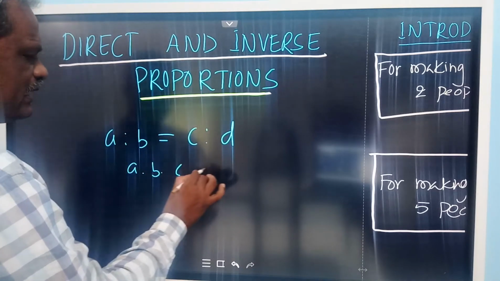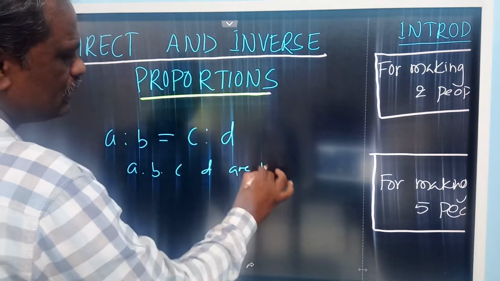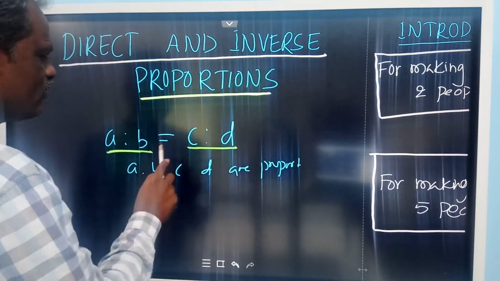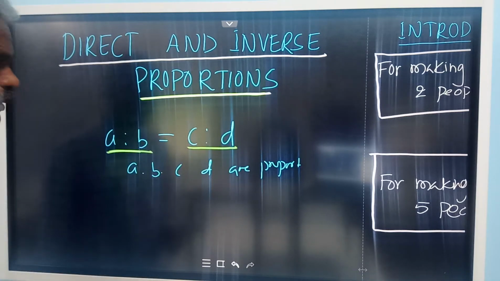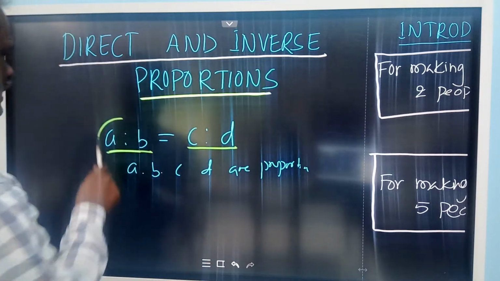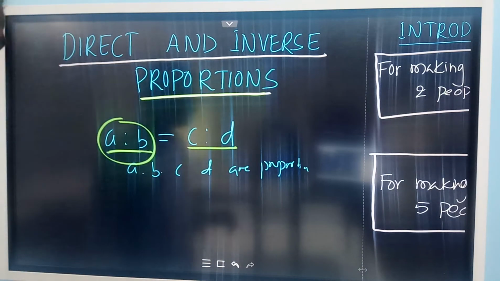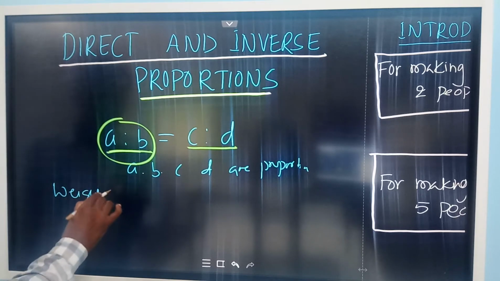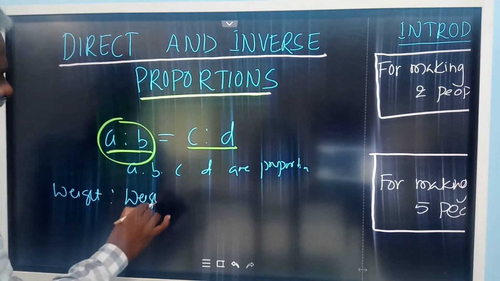So A, B, C, D are in proportion. When we say it is proportion, if two ratios are equal, then we say that the terms are in proportion. Ratio means a comparison between two quantities of the same kind. So the weight of one person with the weight of another person.